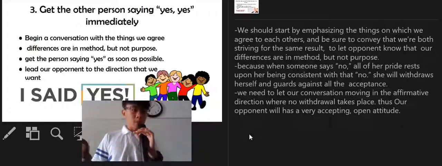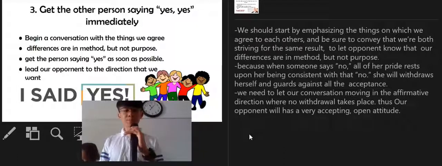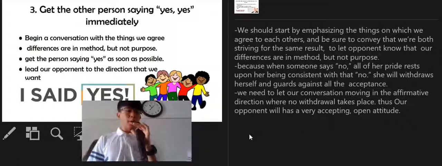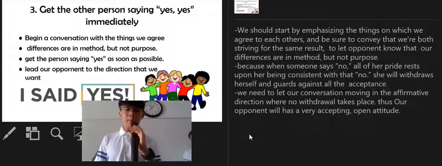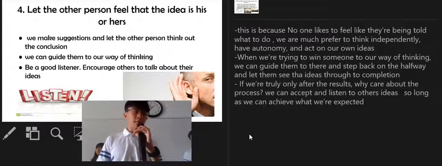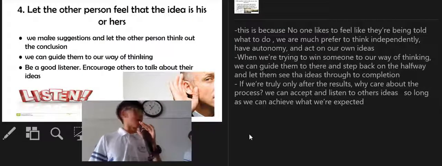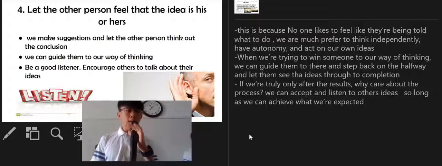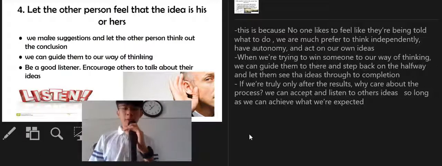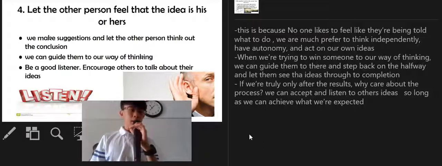The third point is to lead our opponent in the direction that we want. We need to let our conversation move in an affirmative direction where no withdrawal takes place. Thus our opponent will have a very accepting and open attitude. The fourth one is to let the other person feel that the idea is his or hers. We make suggestions and let the other person think out the conclusion. This is because no one likes to feel like they are being told what to do, and we much prefer to think independently, have autonomy, and act on our own ideas.